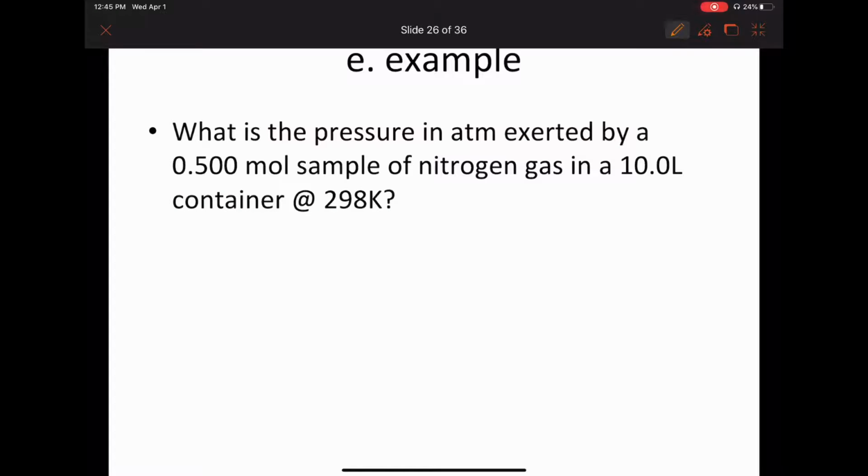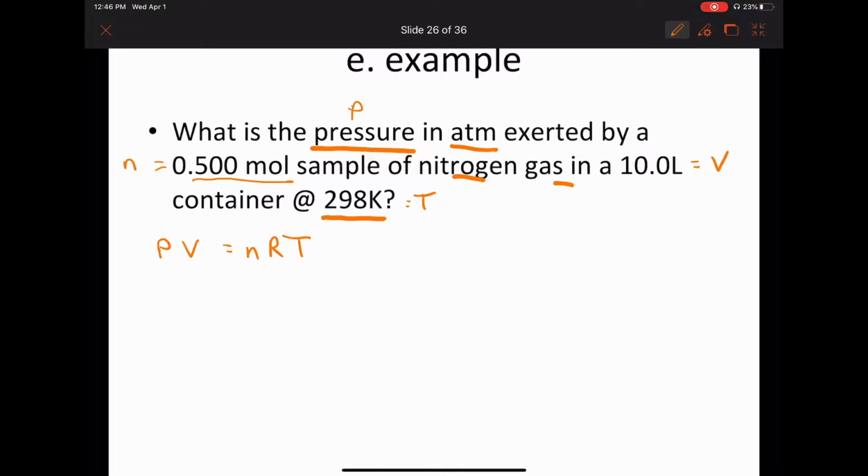Okay, so let's do a problem with this. What is the pressure? All right, so we're looking for P in ATM. Okay, so now they're telling us the ATM here, so that's good. Exerted by a 0.5 mole. All right, mole, what was mole again? Yeah, exactly, it's n. Good. A 0.5 mole sample of nitrogen gas in a 10 liter. Liters means what variable? Good, volume. Yep, V. And then a container at 298 Kelvin, which is the temperature. Okay, so what's the equation? PV equals nRT.